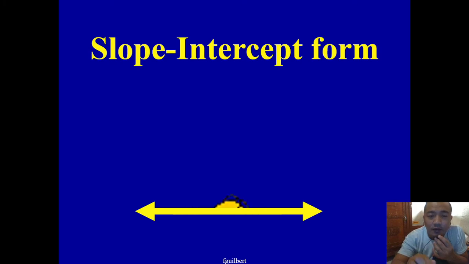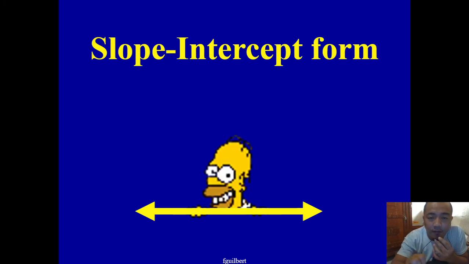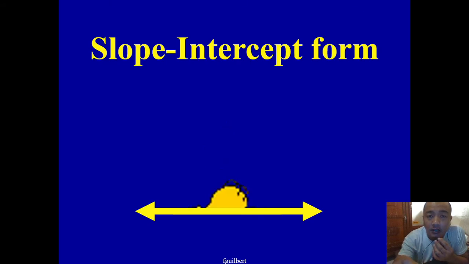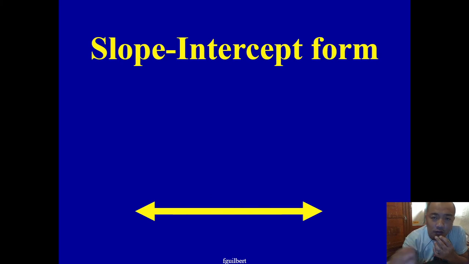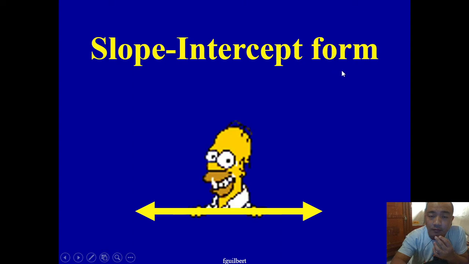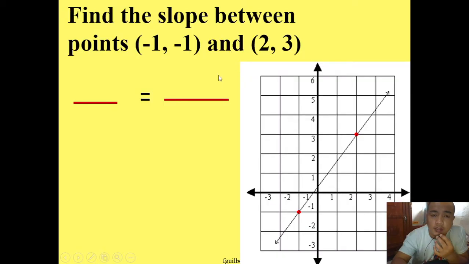We're now through with the point-slope form and the two-point form of the equation of a straight line. So there's another form of the equation of a straight line, which is called the slope-intercept form. So what is this all about? First, let us have a review.